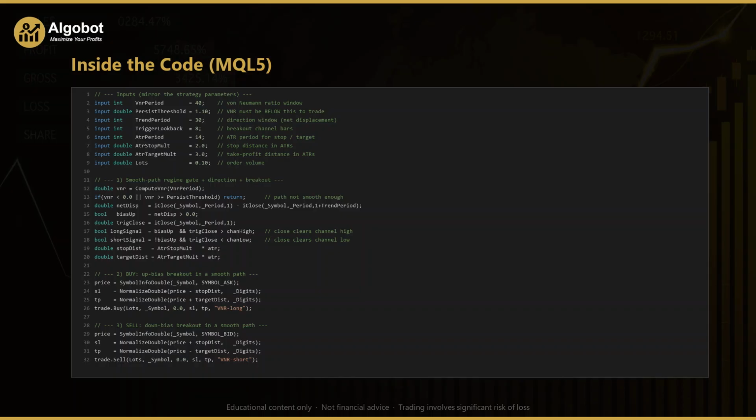Below the inputs is the decision logic. First, the code computes the von Neumann ratio and returns immediately if it's invalid or if it isn't below the persistence threshold.